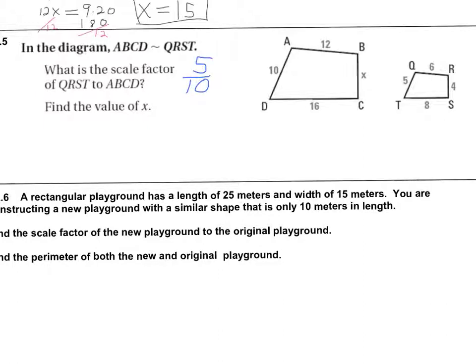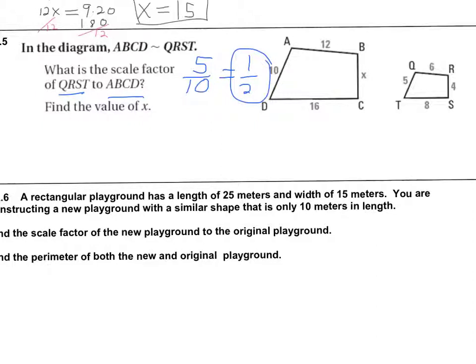If it just says what's the scale factor and it doesn't give you an order, well then you can put it in either order. But because it says from QRST to ABCD, you have to put it in that order. And then always reduce it. So the scale factor is 1/2.